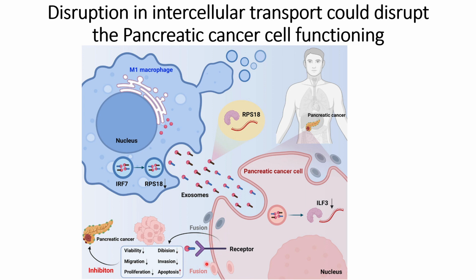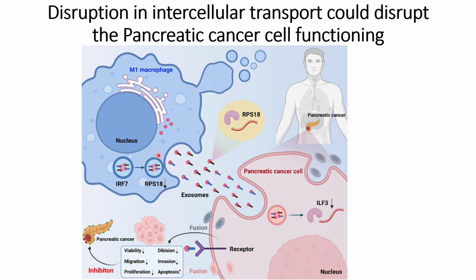When the lipid metabolism gets disrupted, it will trigger apoptosis within the pancreatic cancer cells, and based on their study, this RPS18, or the intercellular transport of this RPS18, could be one of the potential targets for a therapeutic approach, so that it can be used to reduce the pancreatic cancer cells within the patients.